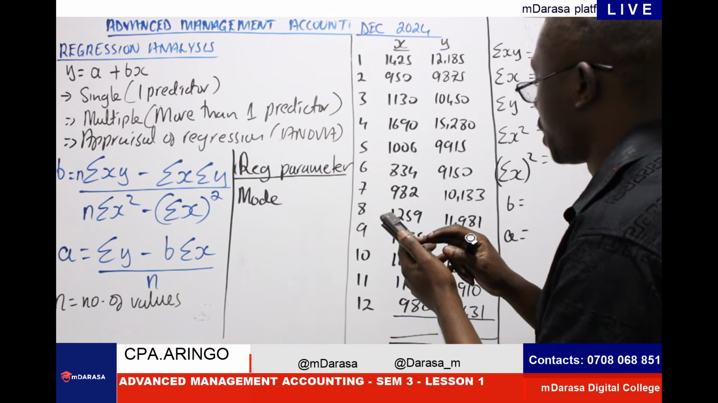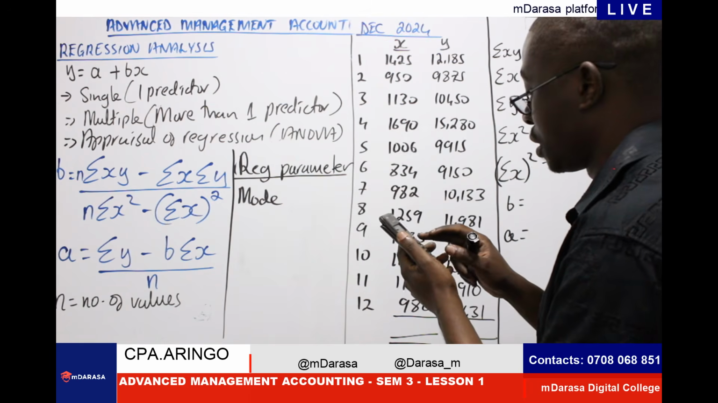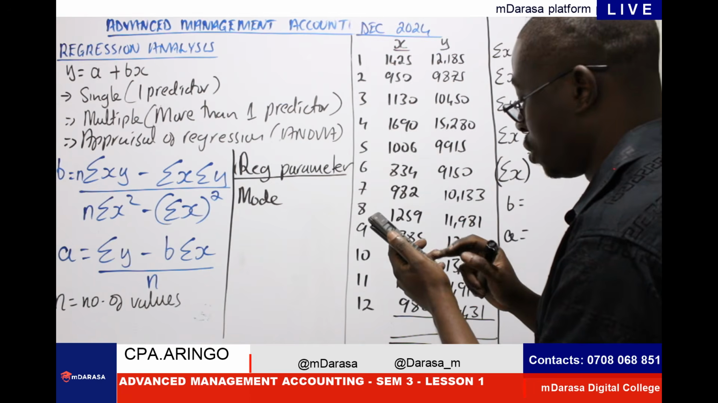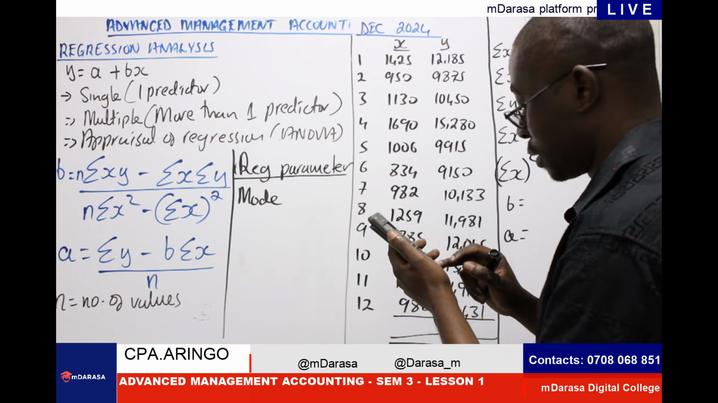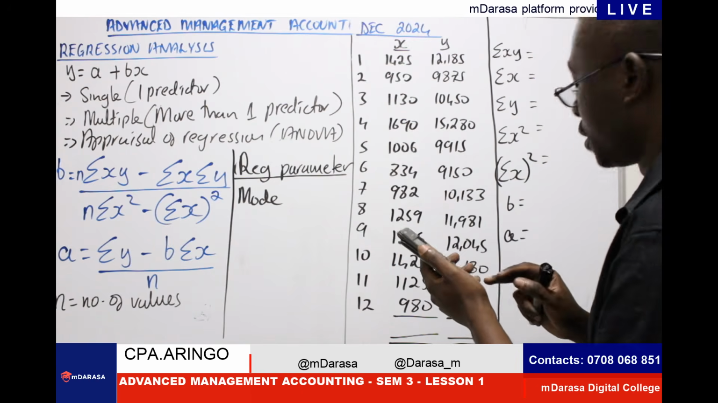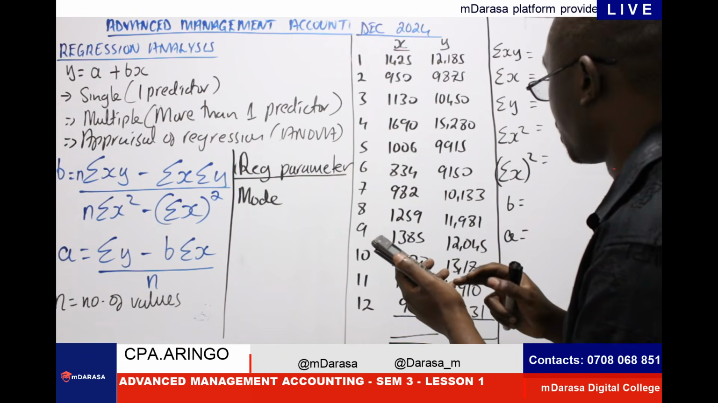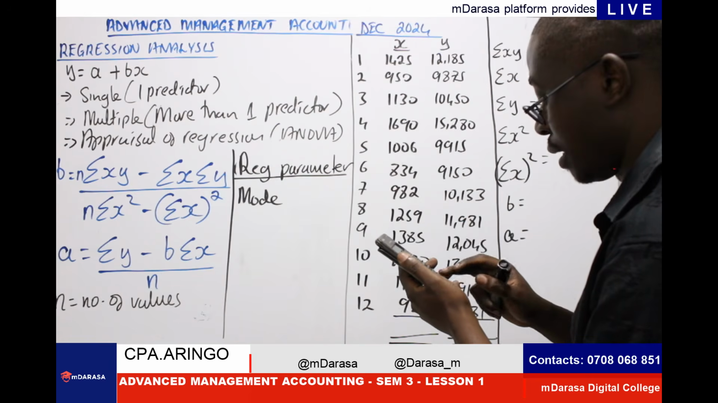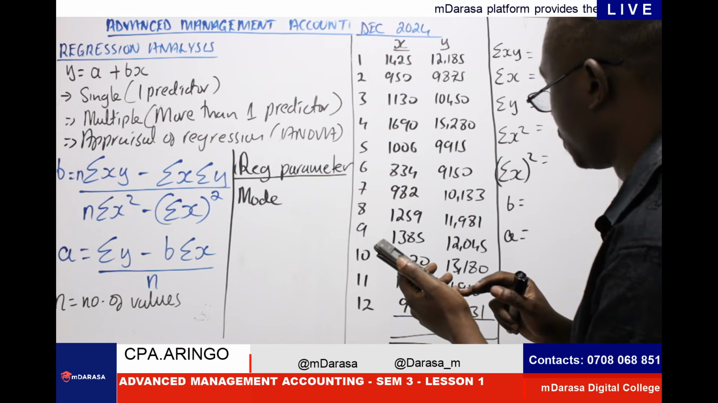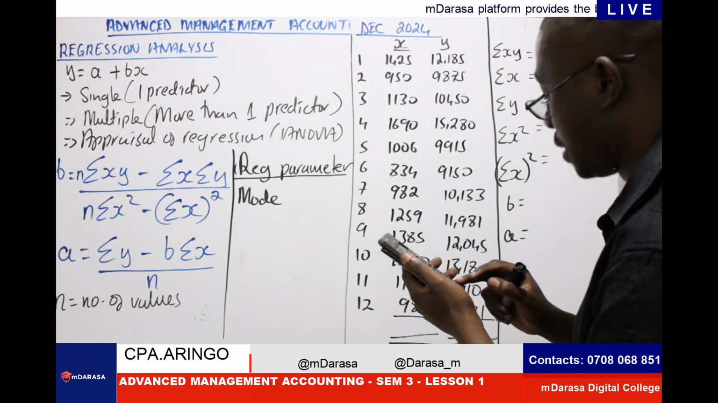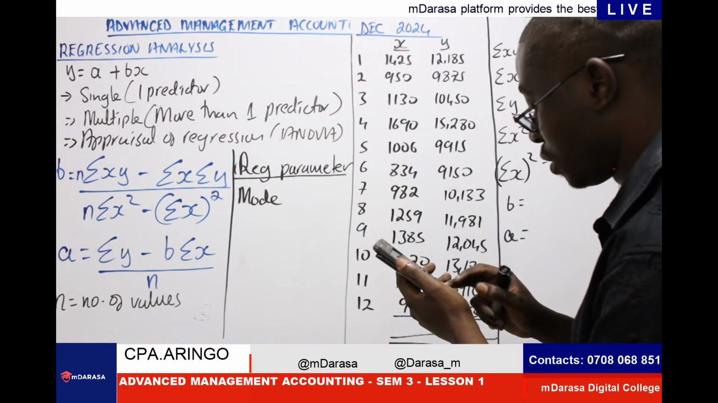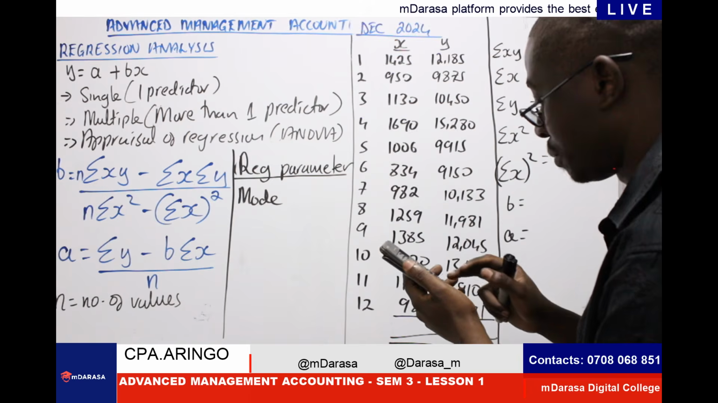So once we are on that 9150, of course, we go to the next, which is 982, comma 10133 m plus, 1259, comma 11981 m plus, 1385, comma 12045 m plus.